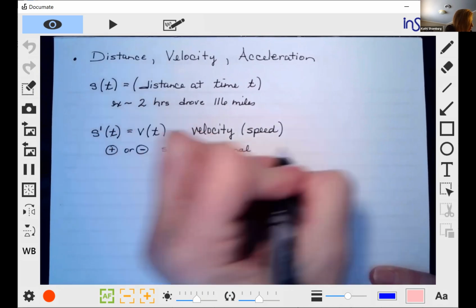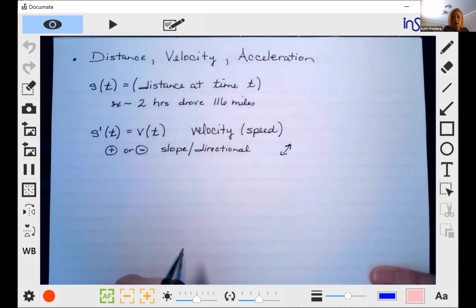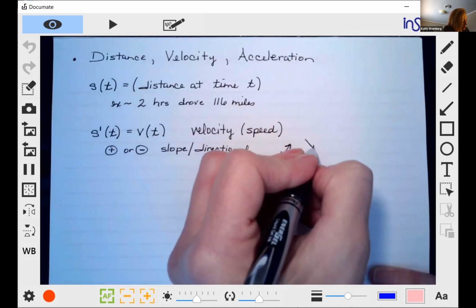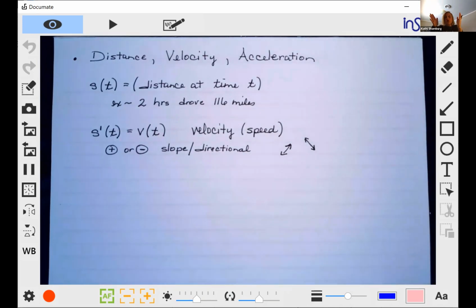So if I have a positive slope, that tells me which direction I'm going. And then if your slope becomes negative, that would tell me your direction is now going the other way. Like if you're driving north and then you get a negative, that means now I'm driving south.